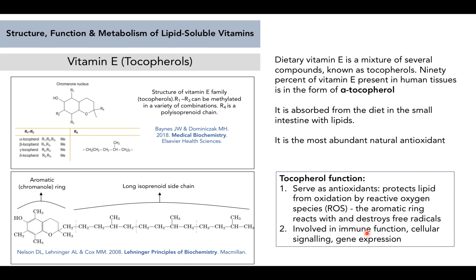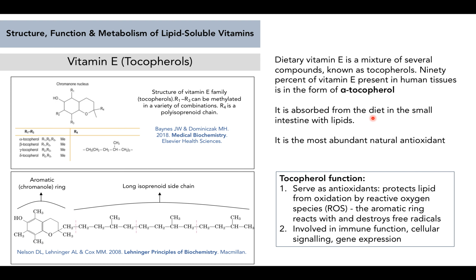Now moving on to vitamin E, or tocopherols. Vitamin E is also known as tocopherol, and there are a couple of different kinds of vitamin E. There's actually alpha, beta, gamma, and delta tocopherol, but the most abundant form of vitamin E in humans is alpha tocopherol. In fact, 90% of vitamin E is in the form of alpha tocopherol, and it is absorbed from the diet in the small intestine together with lipids or fats.